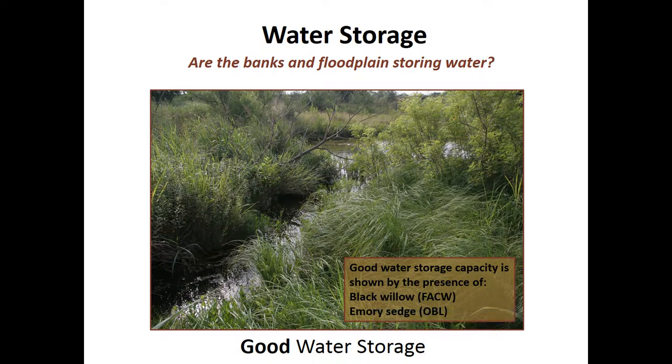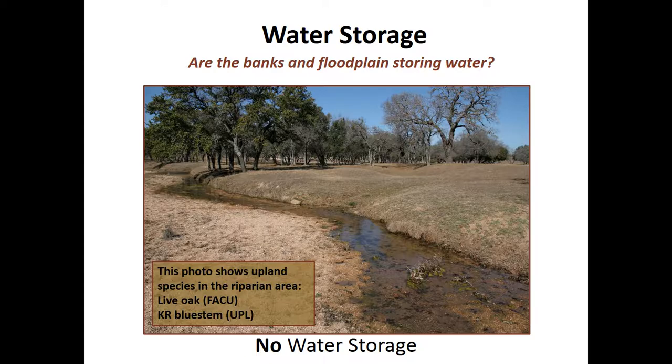Use your field guide. Look for the obligate, or OBL, and facultative wet, or FACW, plants. This photo here indicates no or extremely poor water storage.